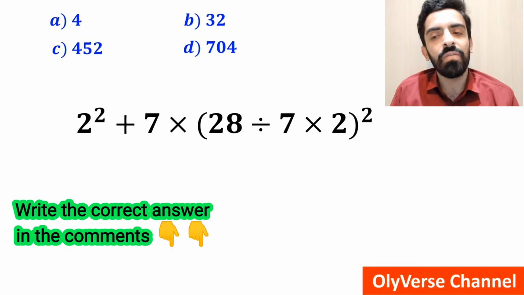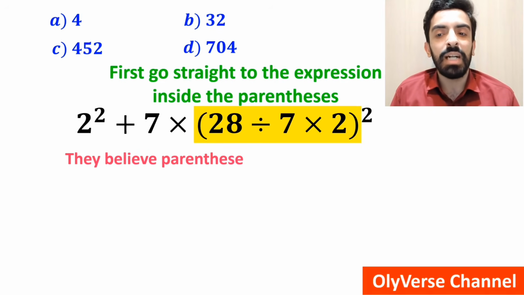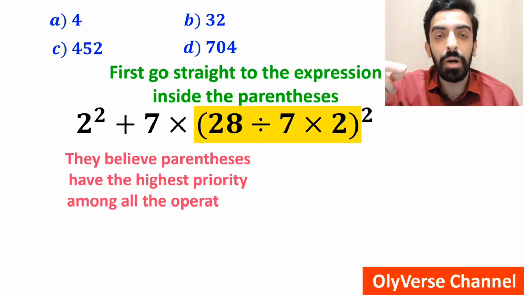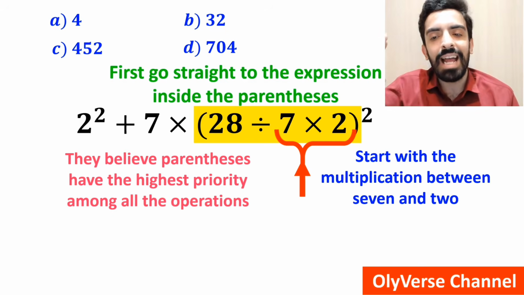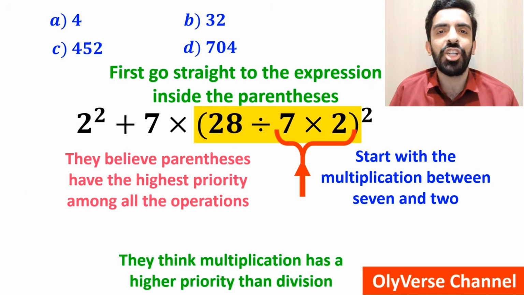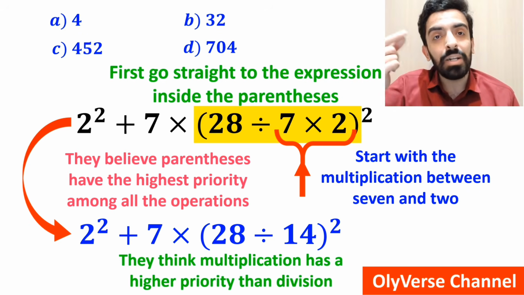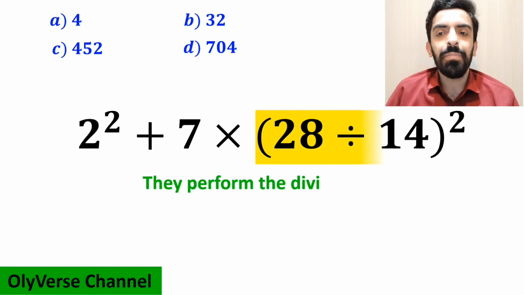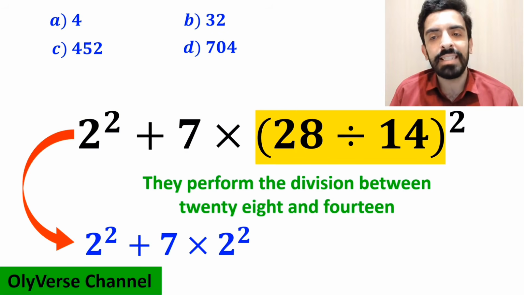Also, some other people when solving this question first go straight to the expression inside the parentheses because they believe parentheses have the highest priority among all the operations. And they start with the multiplication between 7 and 2 because they think multiplication has a higher priority than division. So, they rewrite this expression as 2 squared plus 7 multiplied by (28 divided by 14) all squared.